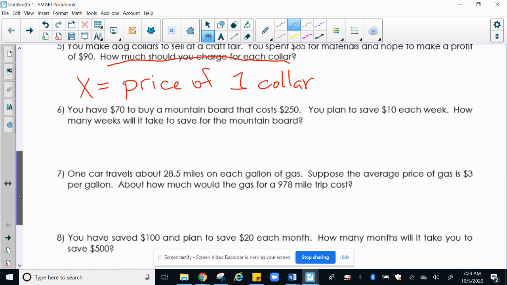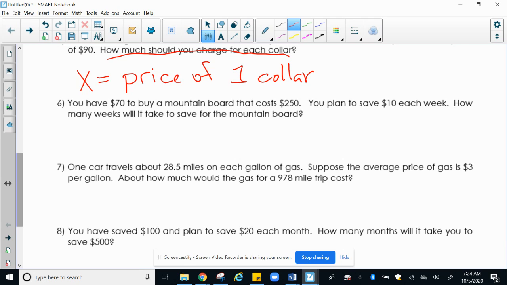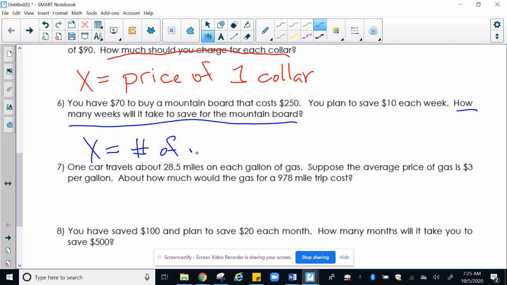All right, we just did 5 together, so let's start trying some on our own. Read through number 6 and then type in what you would say the variable represents. It says you have $70 to buy a mountain board that costs $250. You plan to save $10 each week. How many weeks will it take to save for the mountain board? So X equals the number of weeks. X is representing the number of weeks that pass while we're saving for our mountain board.